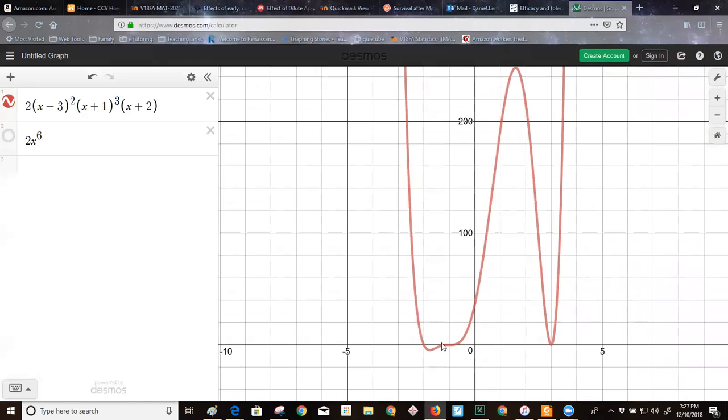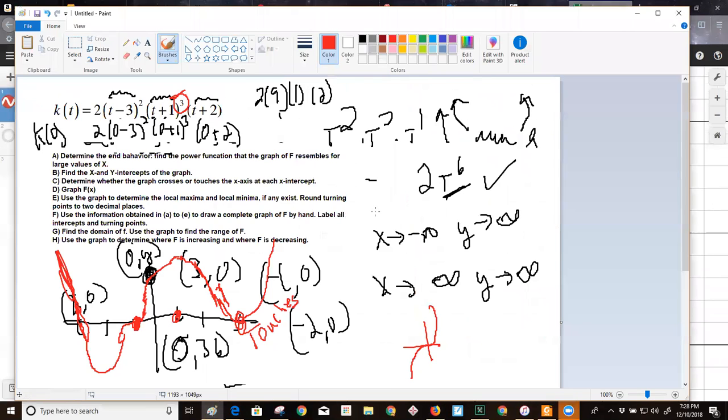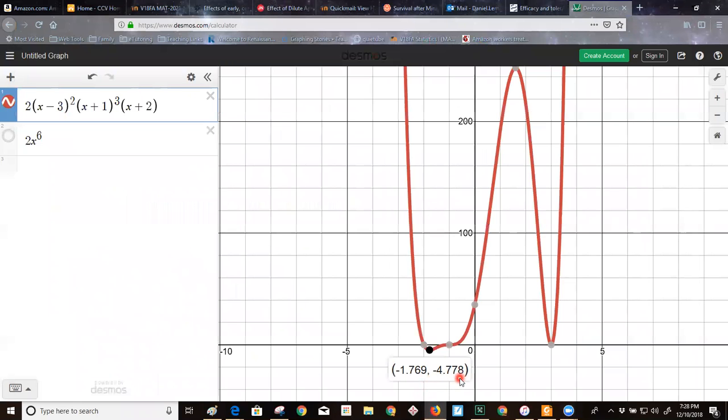So what's the range of this graph? Well, that's the absolute minimum, right? So the range goes from -4.778 up to infinity, because it goes forever up. As x goes out to negative infinity, y goes out to positive infinity. And as x goes to positive infinity, y goes out to positive infinity. So the range goes from that -4.788 up to infinity, and the domain is all reals.